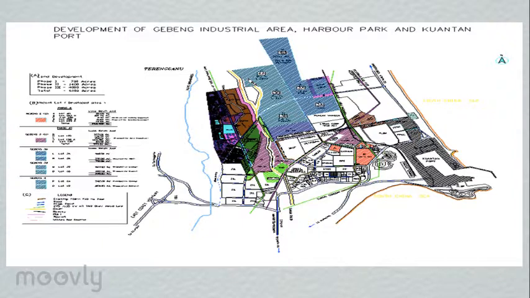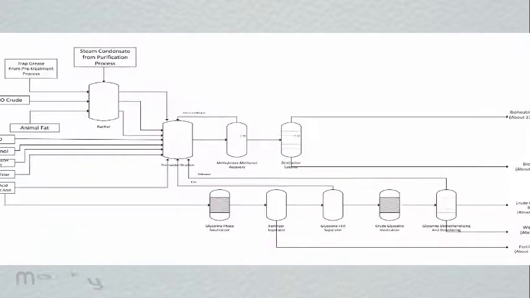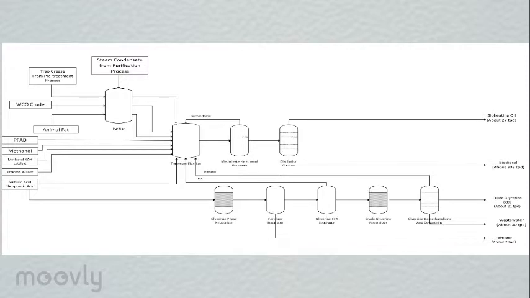This is the site location of the biodiesel plant, and it would be in Gebang Industrial Area in Pahang. The process starts with steam condensate, waste cooking oil, WCO, trap grease oil, and animal fats being fed to the purifier before entering the esterification and transesterification process.